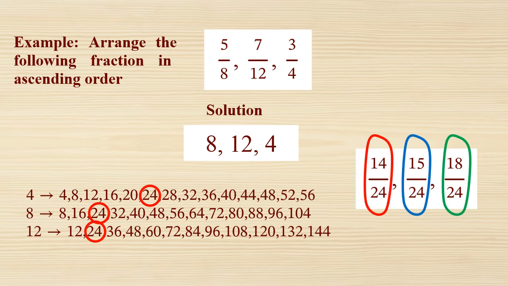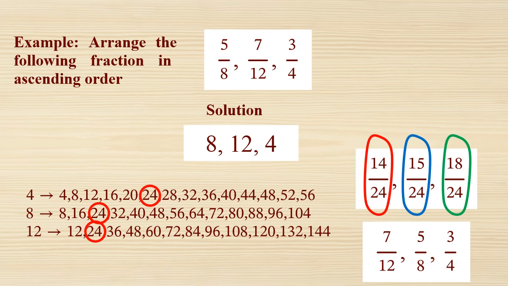So the smallest in this arrangement is 14 over 24, while the biggest is 18 over 24, while 15 over 24 is in the middle.